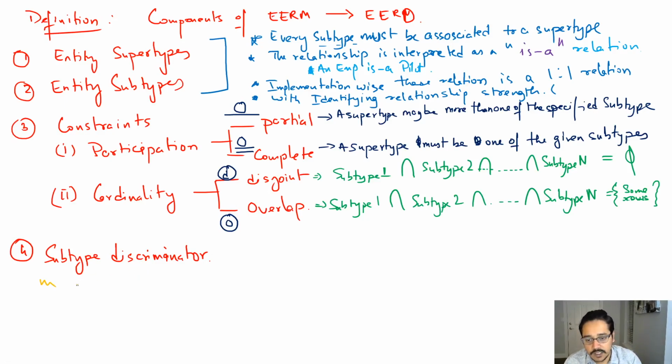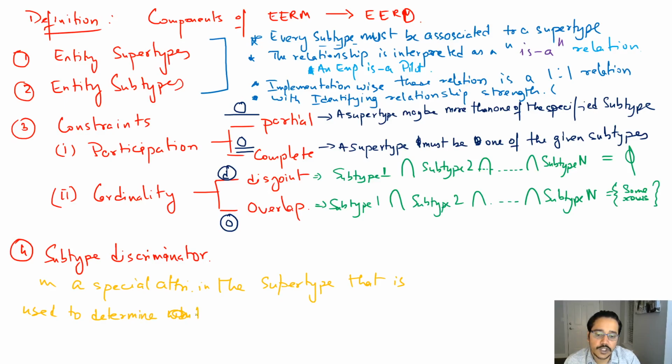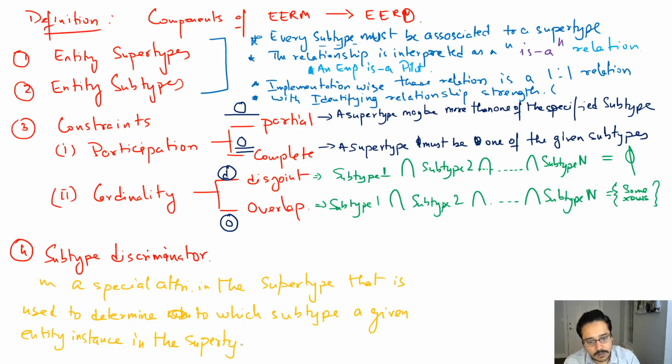So the subtype discriminator is a special attribute in the supertype that is used to determine which subtype a given entity instance in the supertype belongs to.